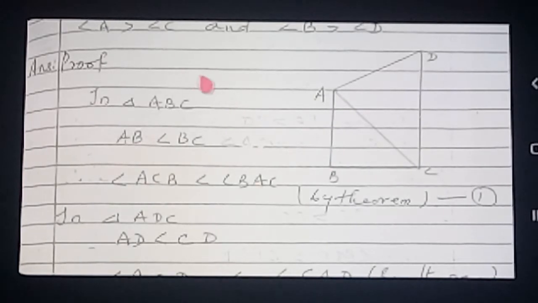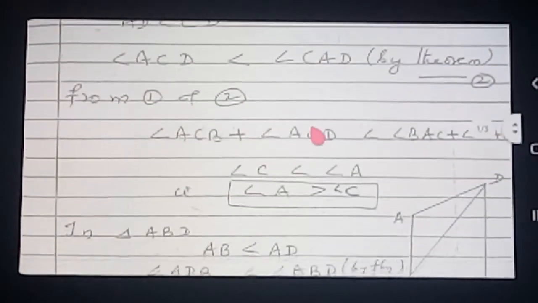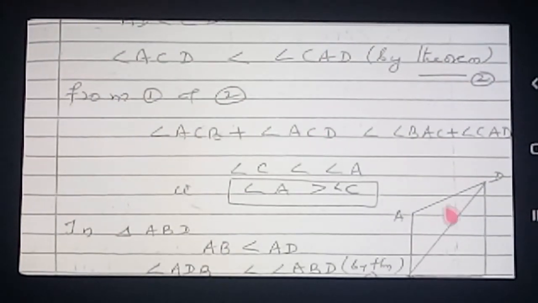Okay, for proving angle A greater than angle C, draw diagonal AC, take the two triangles and compare the sides and angles. For proving angle B greater than angle D, you take the corresponding diagonal BD. You will get two triangles. Among the two triangles, you make the two inequalities and find the corresponding sides and angles.